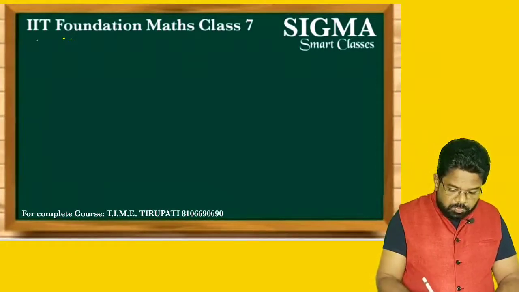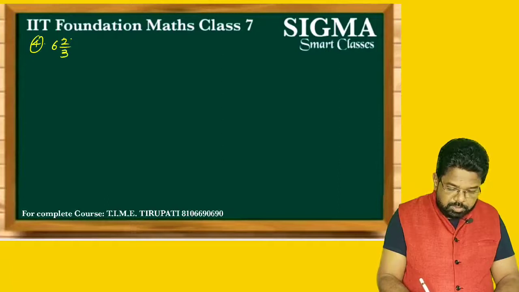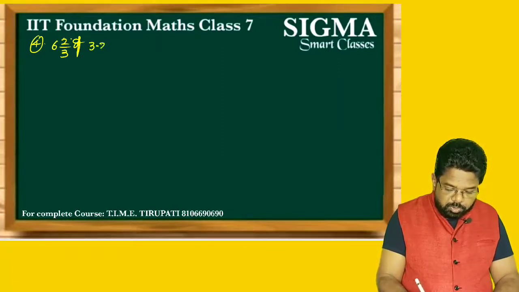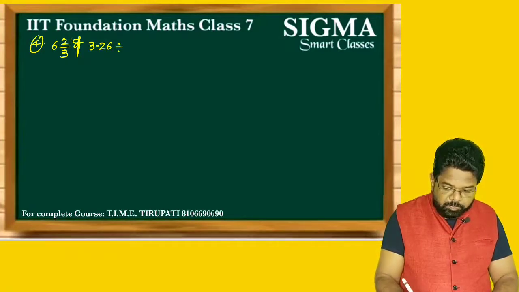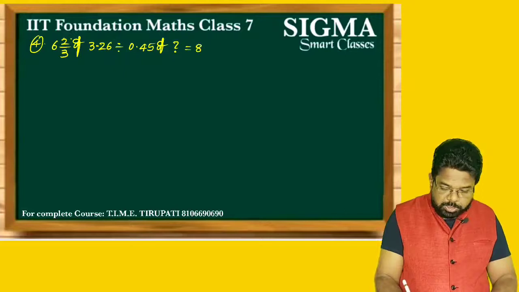So question number 4. See here, 6 2 by 3 of 3.26, so it is the mixed fraction 6 2 by 3 of 3.26, divided by 0.45 of question mark here is equal to 8 32 by 117.